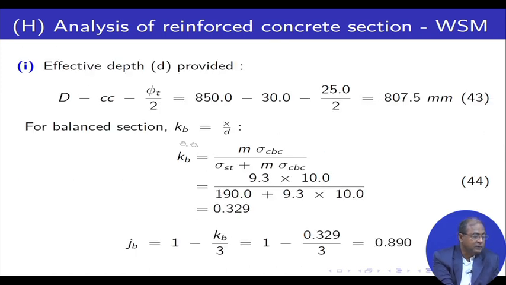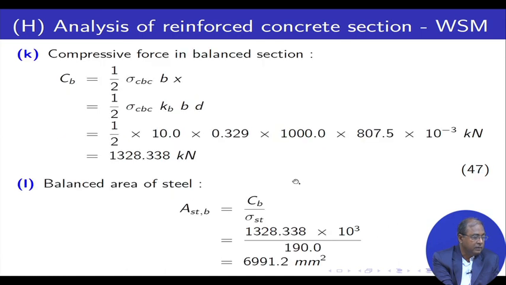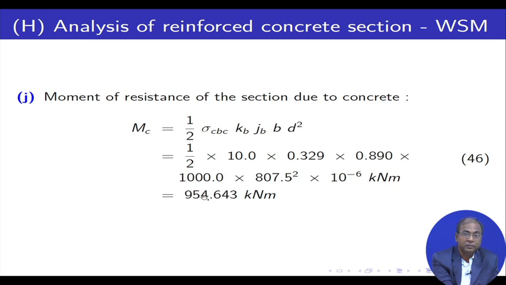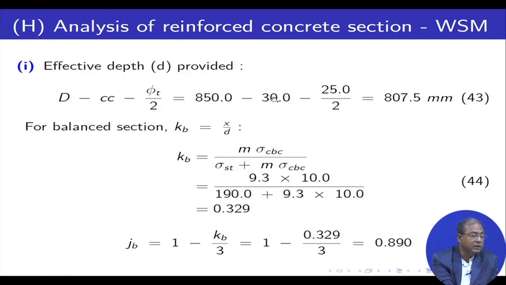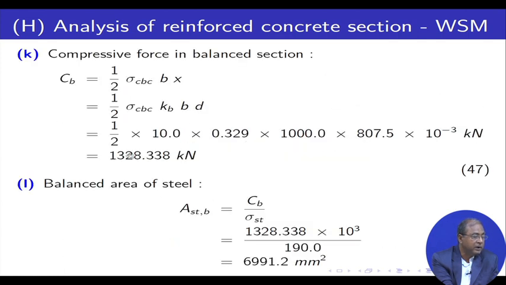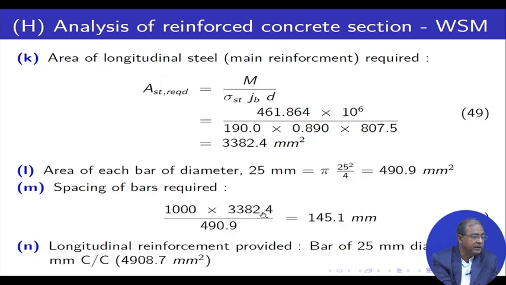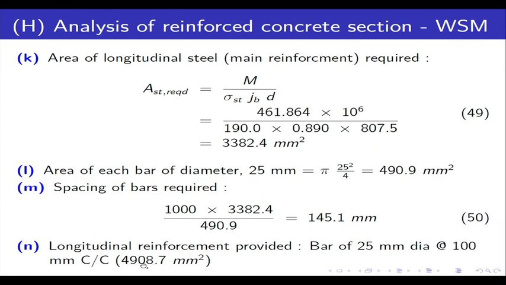So, effective depth provided is this one, and this is the compressive force, and on the basis of that we can find out the balanced area of steel, that is 6991.2. That means this one also will resist this much bending moment, but our requirement is very less, 461. So, on the basis of that we shall provide, and we require only 3382, and actually we are providing 4908.